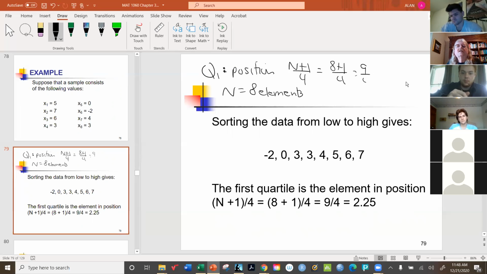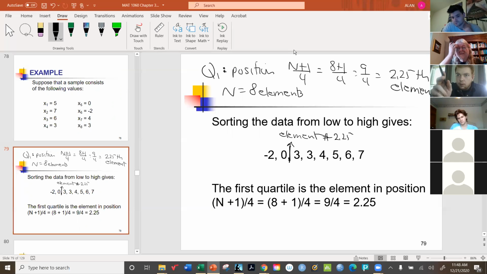Oh no, look at what happened. It's the 2.25th element. Now, is there a 2.25th element? Of course not. If there were, it would be somewhere in here. So whatever this number is, it's somewhere between 0 and 3. But it's not halfway in between either, because it's not element 2.5, it's element 2.25. So how do we find what we're looking for?